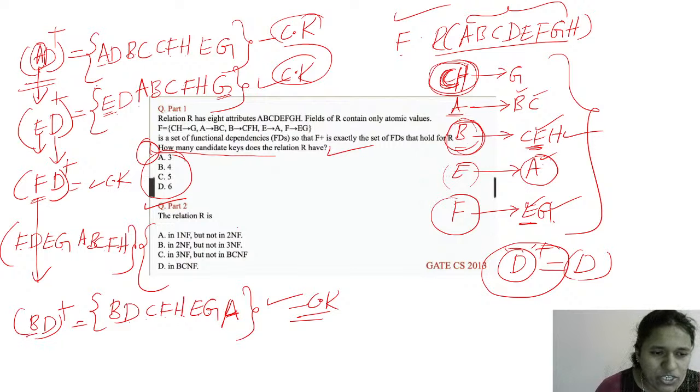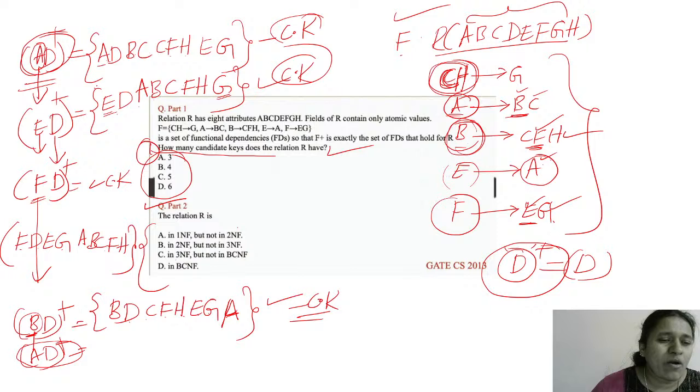Now we have to check: is B there on the right hand side of any of the given functional dependencies? Yes, B is there. For what right hand side? A. Now we can replace B with A, AD closure. Please observe here, it is again repeating. AD closure we already did. We got it already.